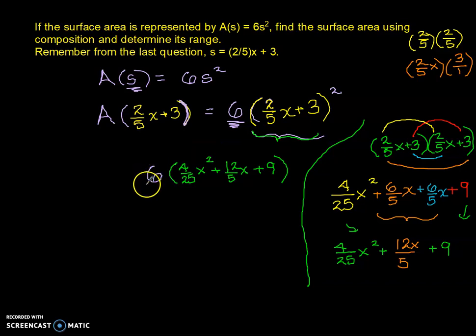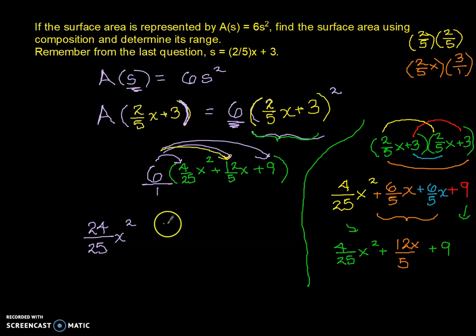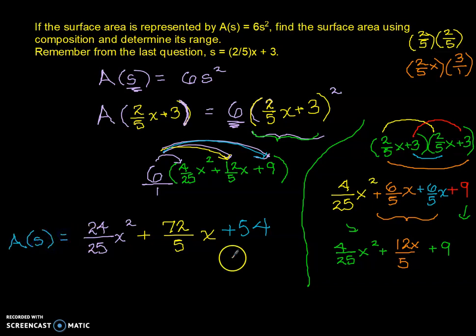Now keep in mind the fraction form of 6 is 6 over 1. So when I multiply fractions, just go straight across. So 6 over 1 times 4 over 25 would just give me 24 over 25, bring down the x squared. And then from here, 6 times 12 would give me 72 over 1 times 5 is 5, bring down the x. And then finally, 6 times 9 would give me 54. And this would be my surface area.